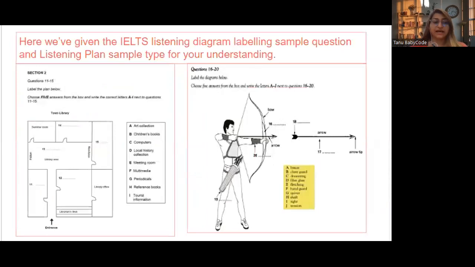Now see the plan labeling and the diagram labeling also. On the left side, you will see a plan labeling question, and on the right side of the screen, you can see the diagram labeling question.